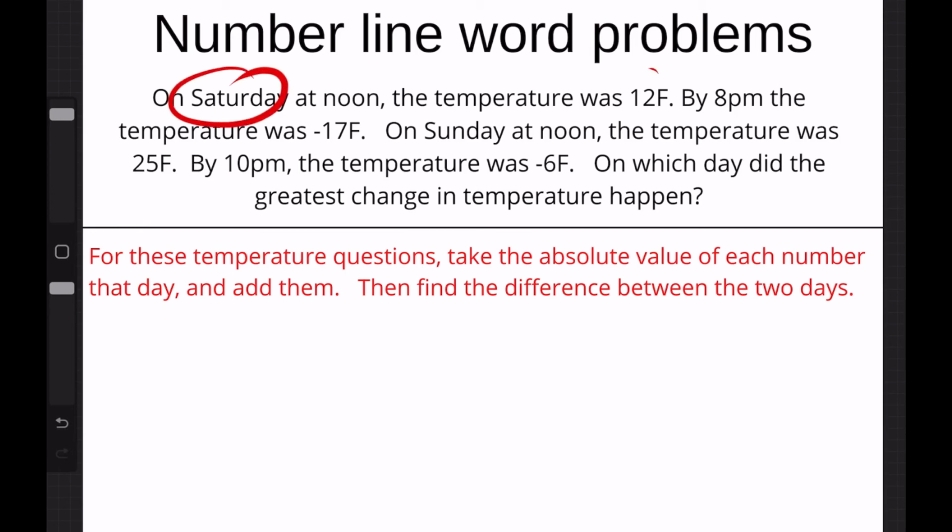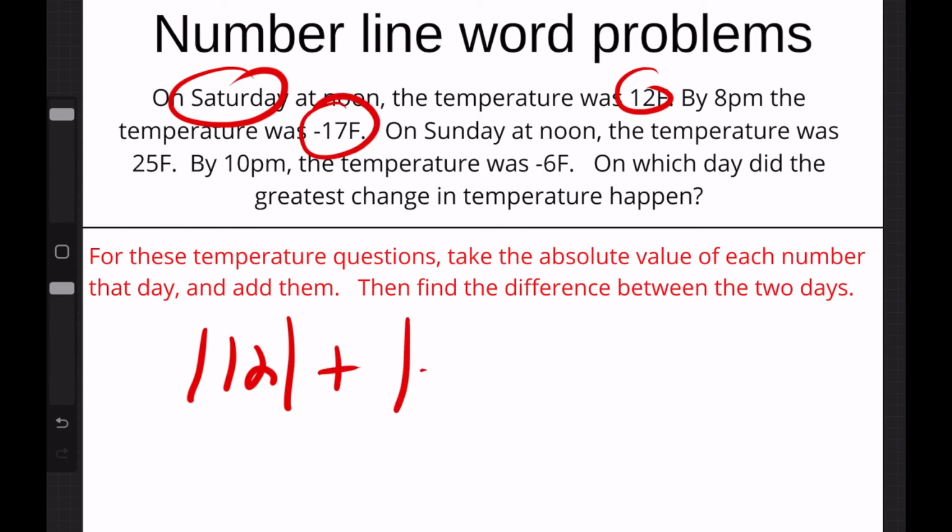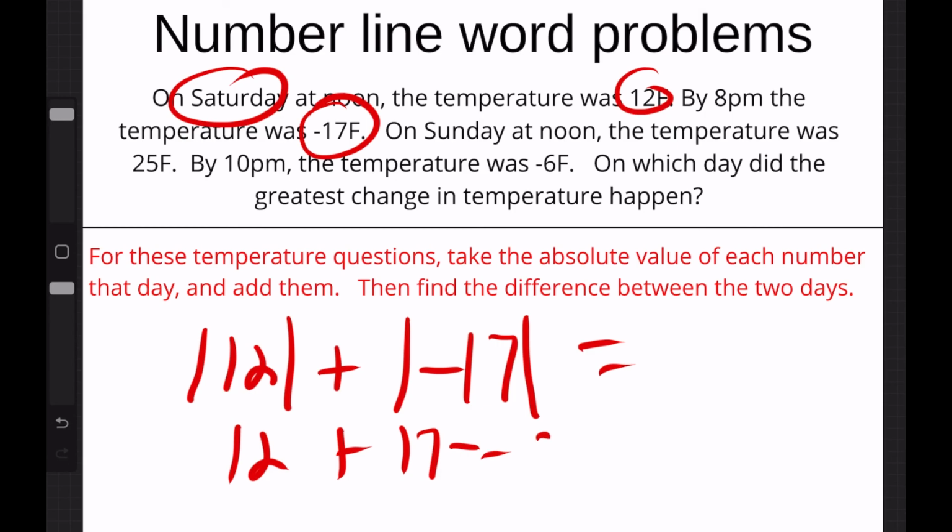On Saturday, the temperature was 12 degrees Fahrenheit. Let's do the absolute value of 12, all right? Remember, for absolute value, put those bars. By 8 p.m., the temperature was negative 17 F. So we're going to add the absolute value of negative 17. So this problem is going to be the absolute value of 12 plus the absolute value of negative 17. This gives us the distance from zero in each direction for those temperatures. So the absolute value of 12, which is 12, plus the absolute value of negative 17, which is 17, we're going to get 29.